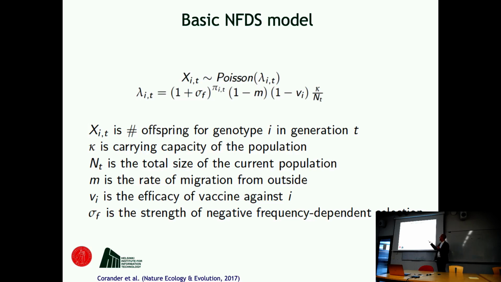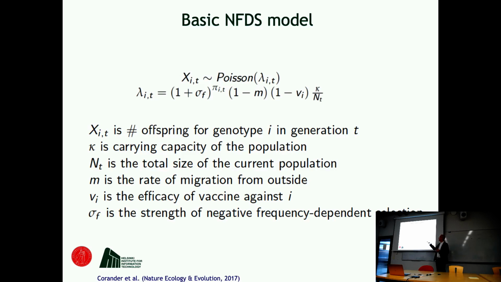Then we have a migration parameter, which tells that we allow the system not to be closed, so genotypes can migrate into the population from outside. If migration was zero, it would be a closed system. And if it was one, then the whole population would be replaced by migrants in a single generation, and that's highly unlikely to happen in a real situation.